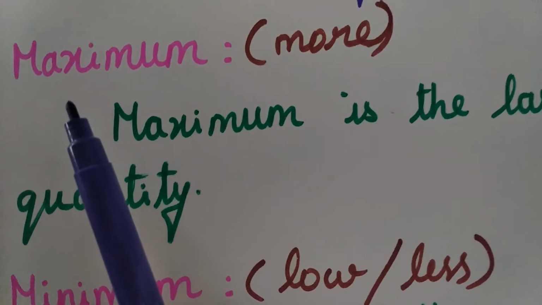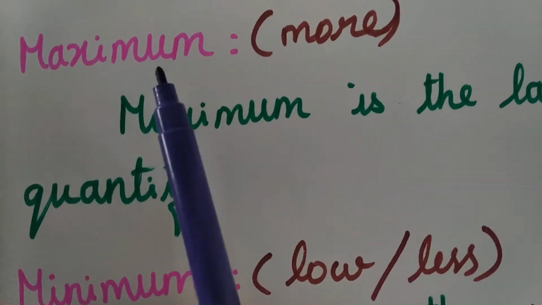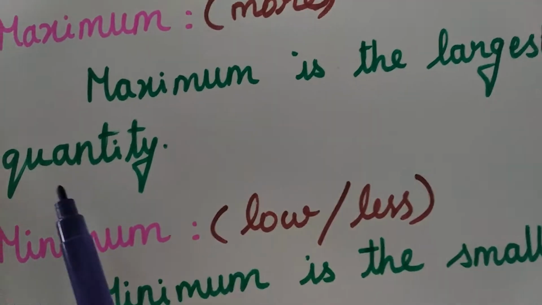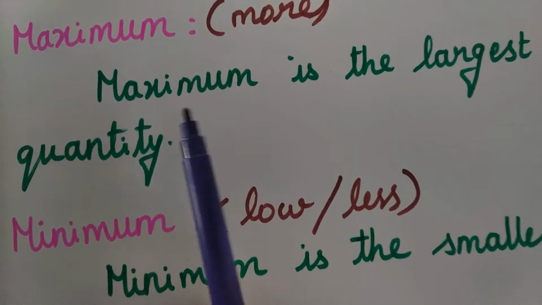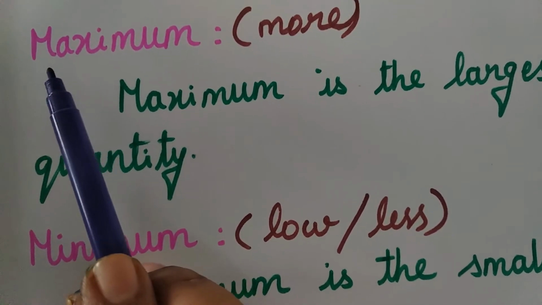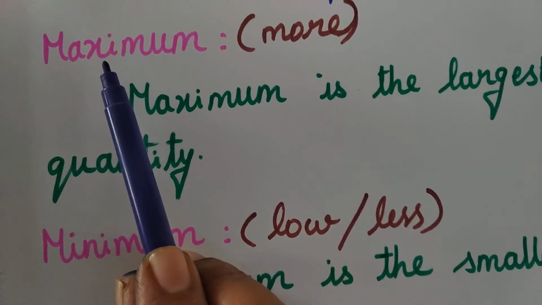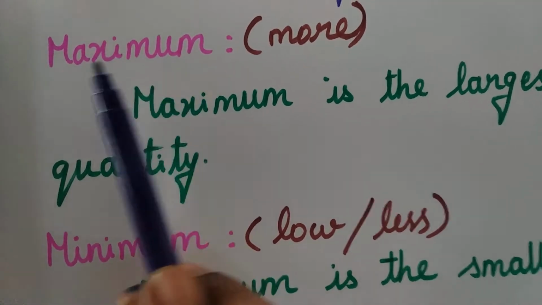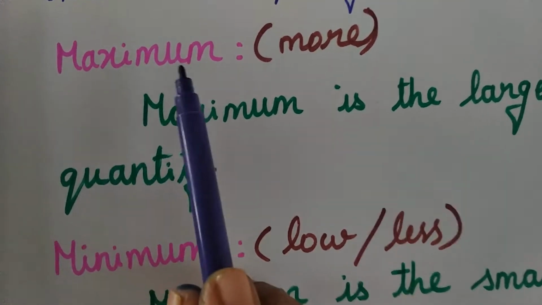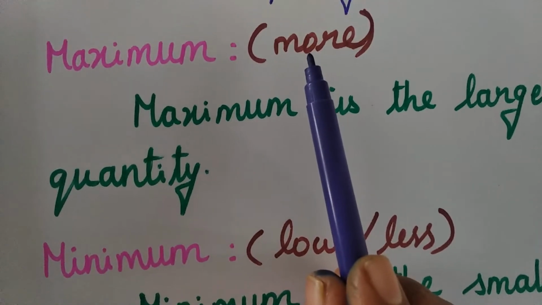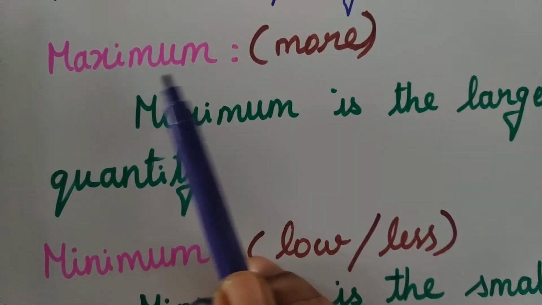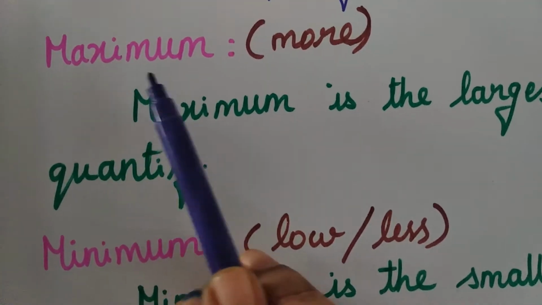Next we can learn the word maximum. What is meant by maximum? Maximum is the largest quantity. Spell this word along with me. M-A-X-I-M-U-M. Maximum. So maximum means more. We call a more amount of liquid maximum. So this is another new word we are learning.